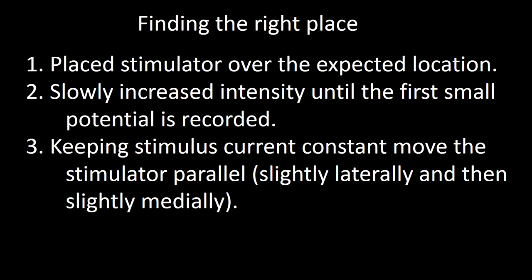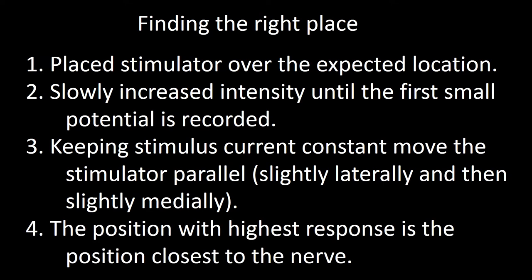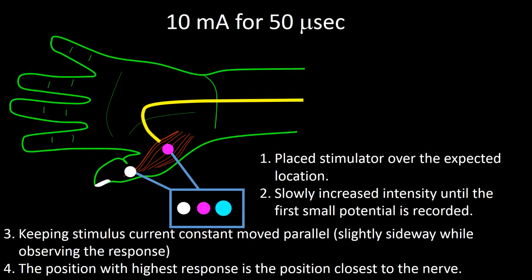Third, keeping the stimulus current constant, move the stimulator parallel slightly to one side and then slightly to the other side. And fourth, keep on trying until you see the one that gives the highest response. The highest response is the place to put the stimulator to actually excite the nerve. I am representing this exercise in this frame. The magenta dot represents the position of the cathode. The cathode is being placed at the expected location where the nerve is supposed to be. This follows rule number one.